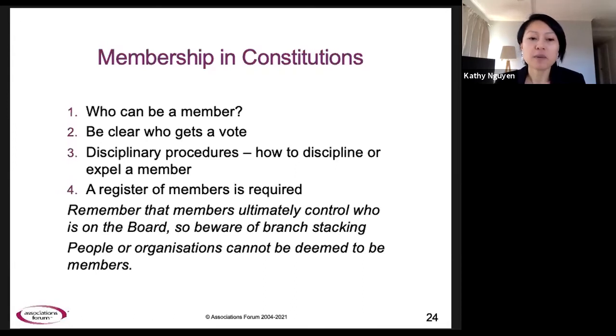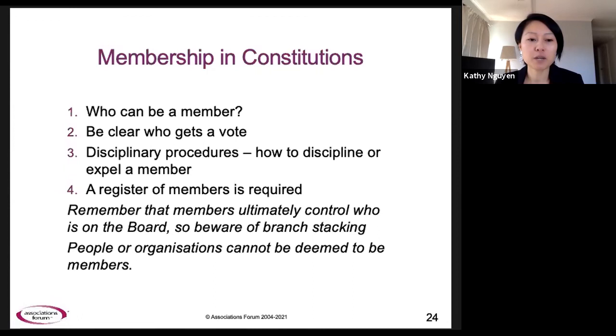We always recommend that there be some broad parameters about eligibility criteria. This is one way to prevent branch stacking. We've worked with a couple of organizations that either had no criteria or vague or loose criteria, and through that process some people were able to sign up their friends or their colleagues with the view of taking over the board. It sounds quite outrageous, but we do see it happen from time to time.